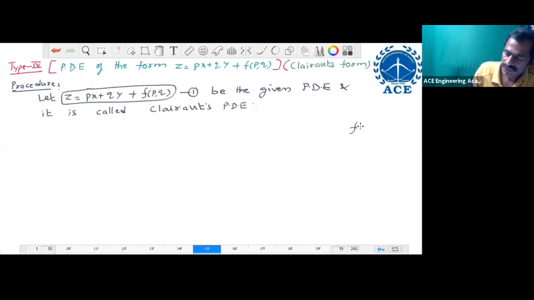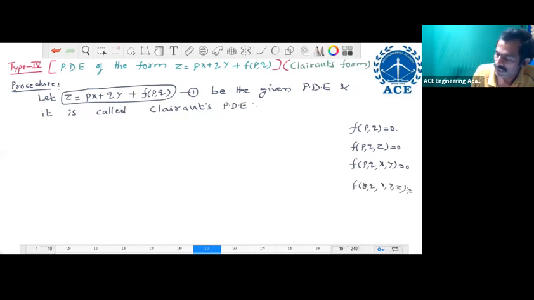The very first type is just a function in terms of p and q, where the equation contains only p and q. The second type is p, q, and also z. The third type is f of x, y, p, q, or we write it like this, f of p, q, x, y. The equation contains p and q, one method. Equation p, q, z, one method. Equation contains p, q, x, y only, then one method. And the other type is f of p, q, x, y, z, all are there.